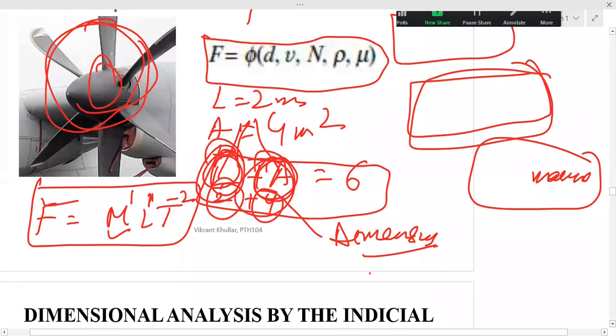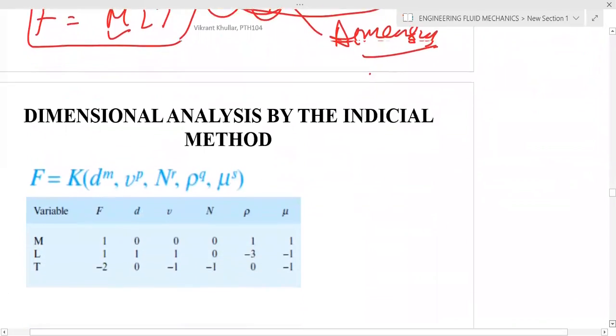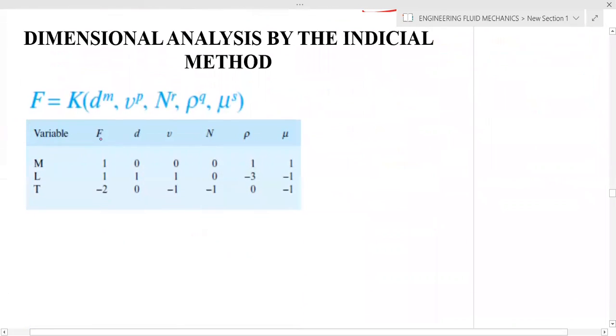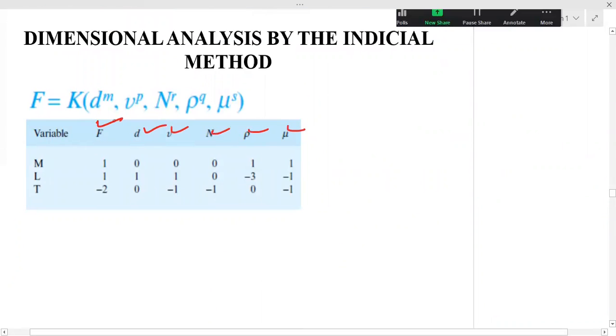So what you do is you write down the dimensions of each one of these variables, including the dependent variable. So these are the dimensions in terms of the primary dimensions, that is mass, length and time.